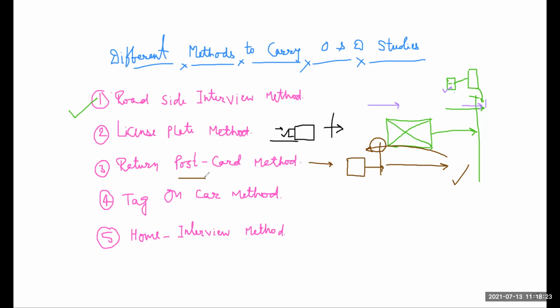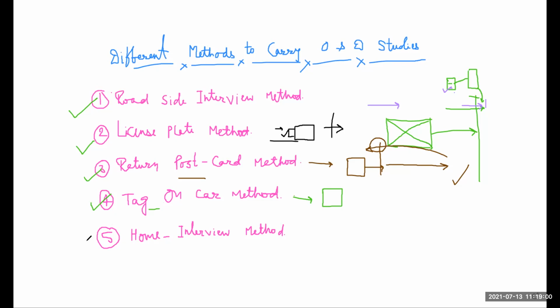Next is the tag on car method. This method is very popular. On your car you mark a tag, and when you are moving on a particular stretch, a sensor will automatically detect this tag. The sensor will give a signal that you are moving from this route to this route. So this is another method for finding origin and destination study.